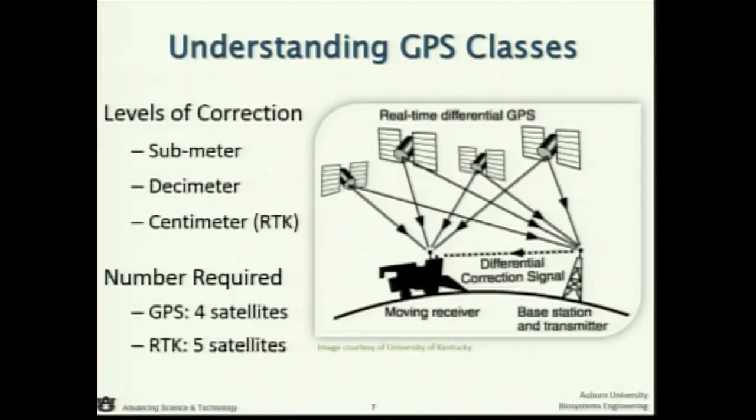So four for GPS, five's a really good rule of thumb for RTK. Just be thinking about that: you're out in your tractor, we'll show some pictures in a little bit, you come up between a tree line, you were tracking eight or nine satellites, all of a sudden you knock half of them out, I'm not going to be able to use RTK.